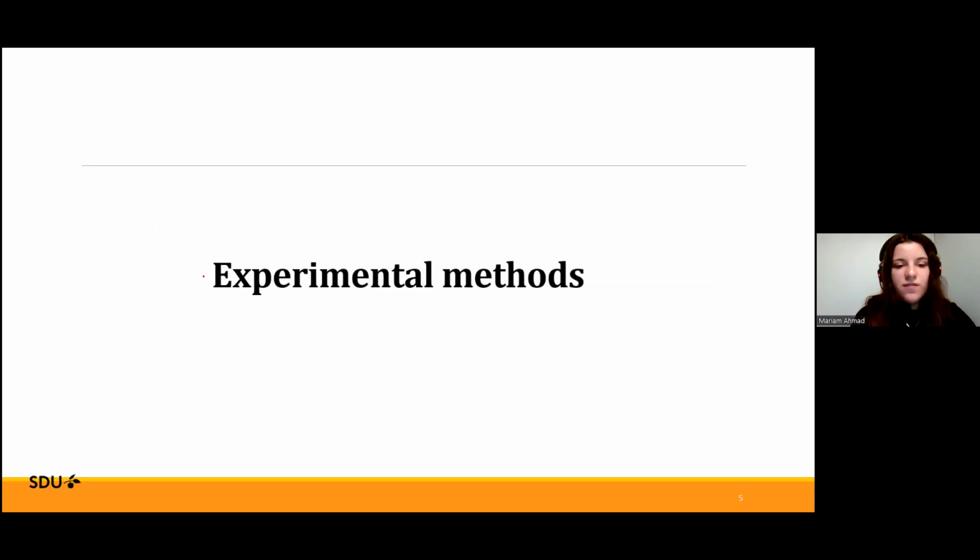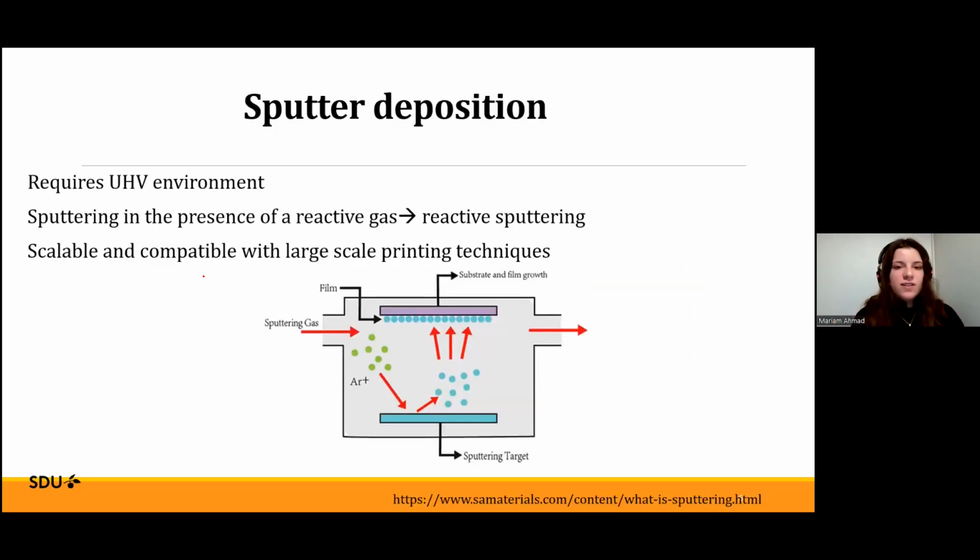And now I will just briefly go through some of the experimental methods that have been used in this study, because they might not be familiar to everybody. So the first technique I will talk about is sputter deposition, and this is a thin film deposition technique that requires a UHV environment, so is done in a UHV chamber. And in this deposition technique, you have a sputtering target, which is made of the material that you want to make your thin film from.